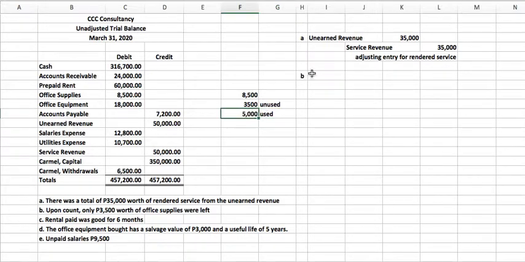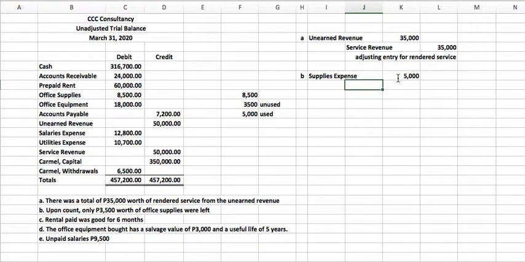So that would be debit supplies expense, 5,000. If you try to remember, we are using the asset method here, right? Because when the office supplies were bought, we recorded that first as an asset. So with the asset method, when we adjust, what we record is the used portion. Supplies expense, 5,000.